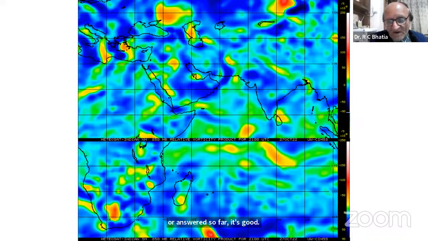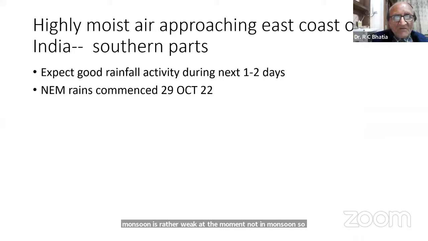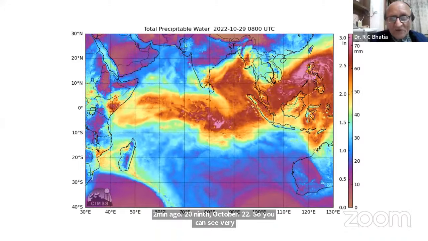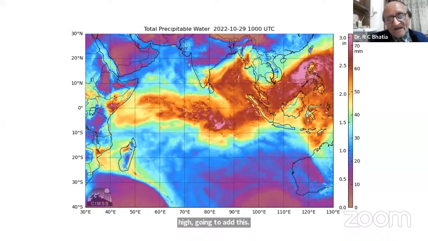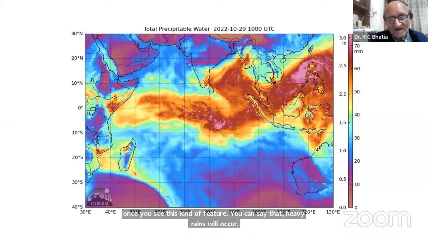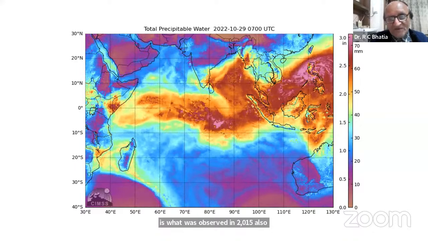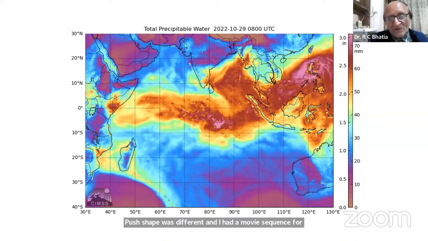Okay. Of course, vorticity is small in this because the northeast monsoon is rather weak at the moment. It's gradually now the moisture approaching from the east, which I referred to a few minutes ago, 29th October 22. You can see a very high flux of moisture going towards the east. Once you see this kind of feature, you can say that heavy rains will occur. And of course, other factors have to be seen, convergence and so on. Quite a good possibility. And this is what was observed in 2015 also. Of course, the shape was different, and I had a movie sequence for 3 days continuously at that time, 2015. And it's showing a very good surge of moisture.